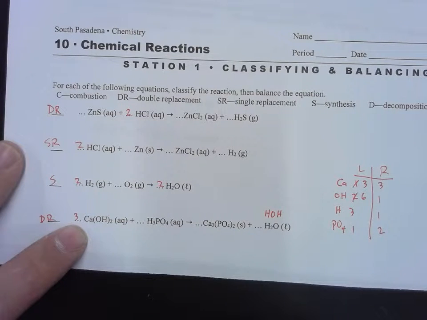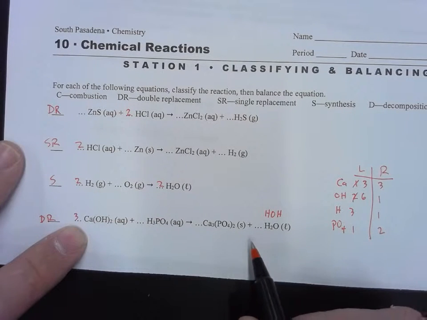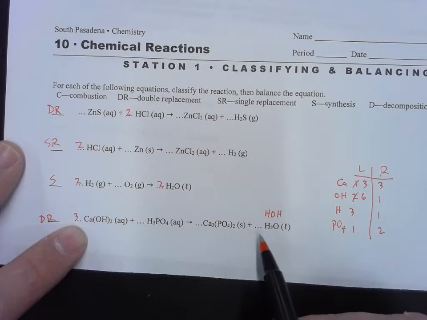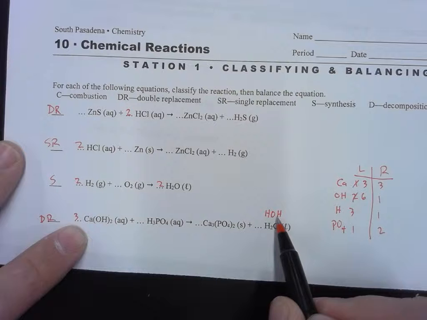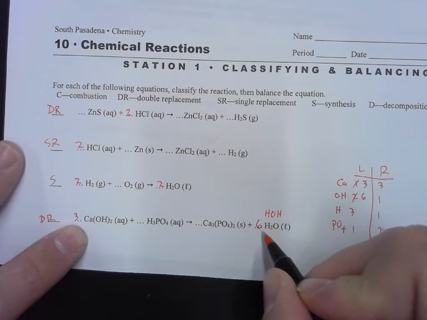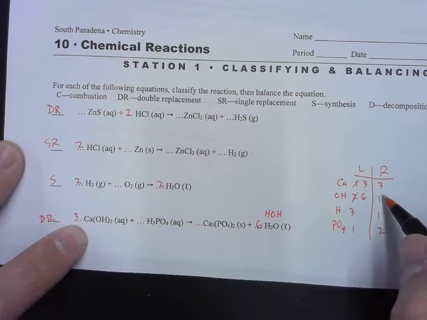Okay. Then the next thing I'm going to do is balance out the hydroxides over here on the right side. If I put a 6 in front of the H2O, I now have 6 hydroxides here. I've also got 6 hydrogens.